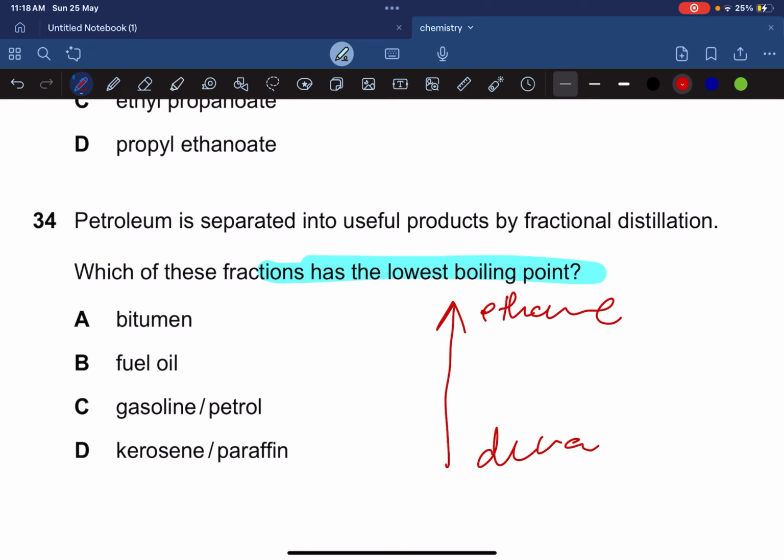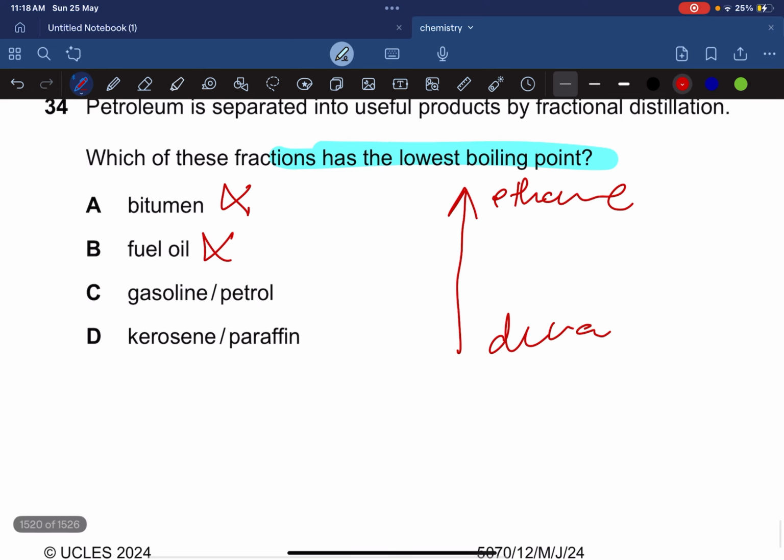So bitumen, if you've learned it, you should know bitumen is at the last. Fuel oil is also a big one. Kerosene, paraffin, or यहाँ पे gasoline. So gasoline is above paraffin, so it's going to have lower melting point, ठीक है, and a boiling point. ठीक है, that's the trend.